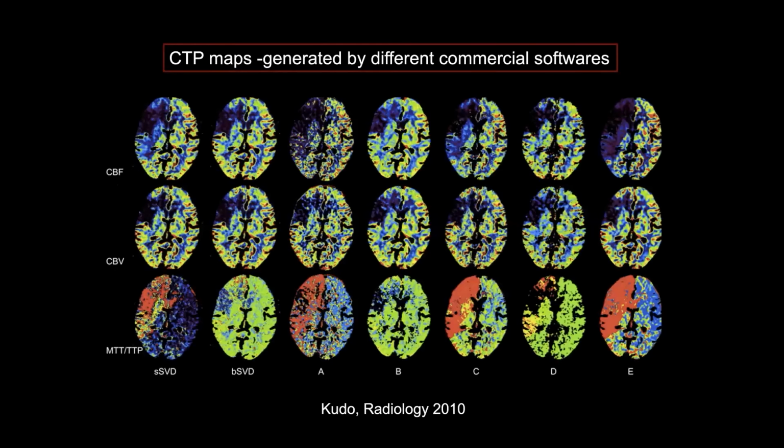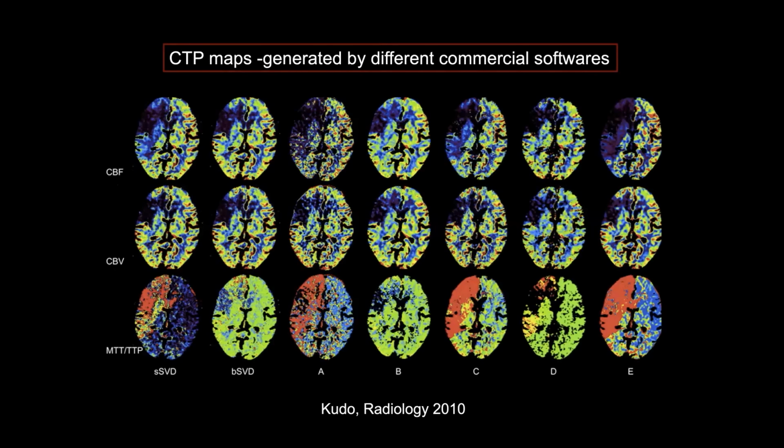Pitfall number 3. It's really not a pitfall, to be very honest, but it's something that all of us should be aware of, that there are differences in software. You might already have experience in multiple software packages, or if you are training in one institution, you go into another institution, they have different software. CTP maps generated by the different software are going to be different.